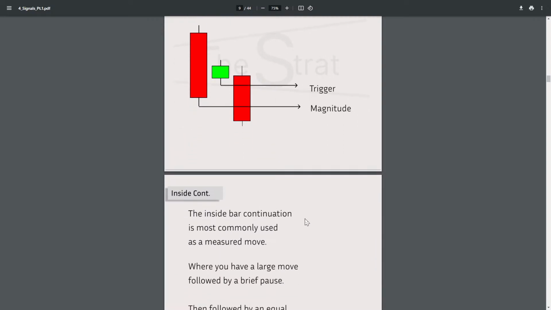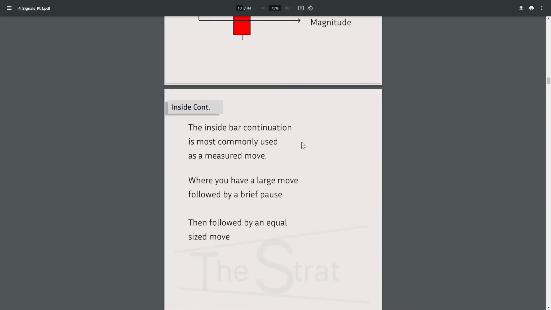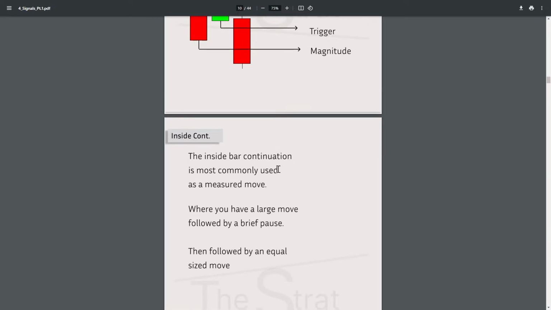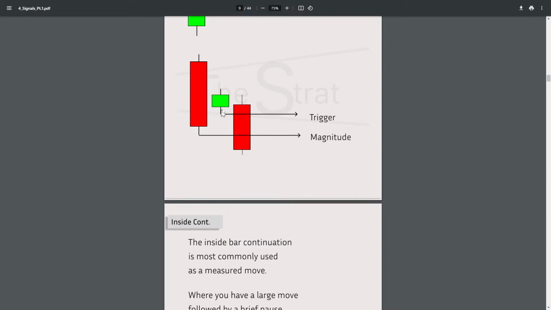We use those words trigger and magnitude kind of simultaneously. Yes, the ones can be any color. It's just a consolidation. So we don't want to trade within it. So it could be red, it could be green. It doesn't matter. What matters is the continued direction.